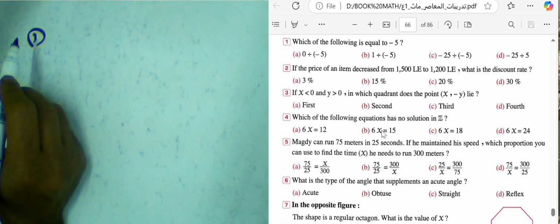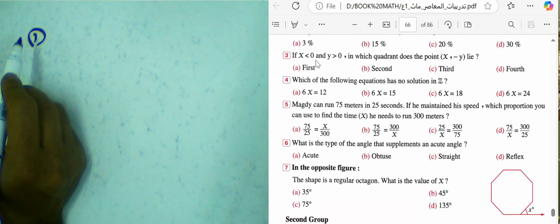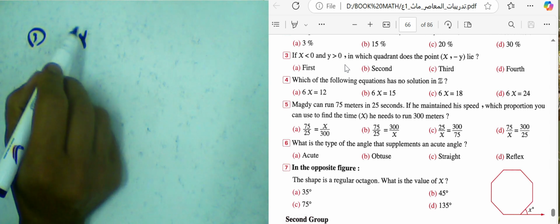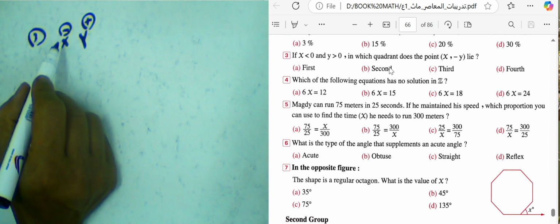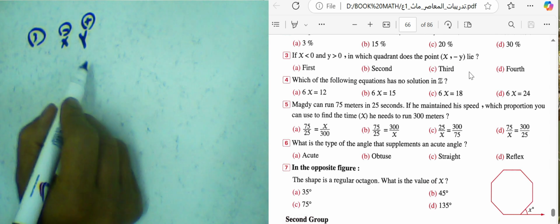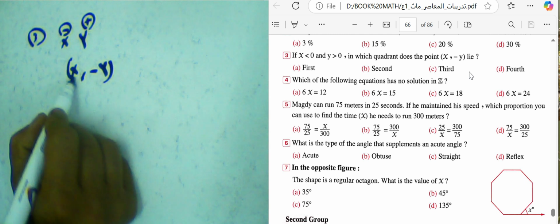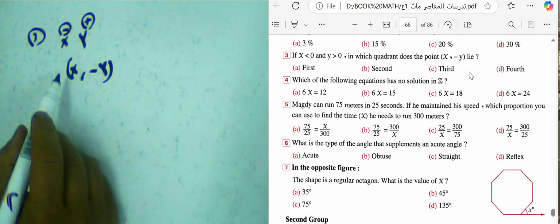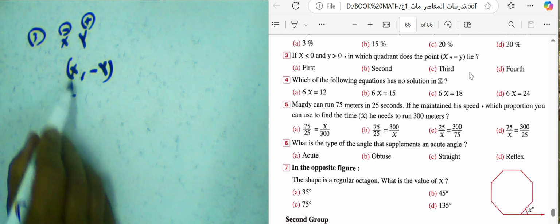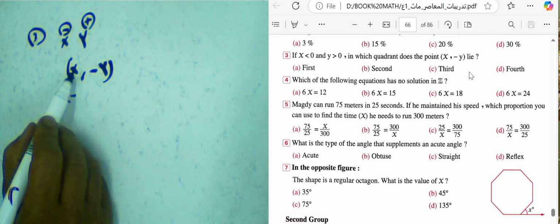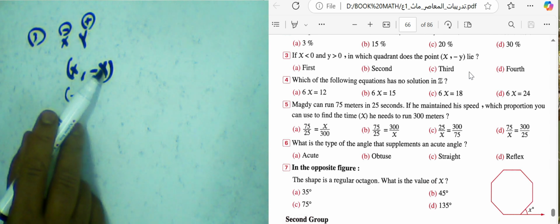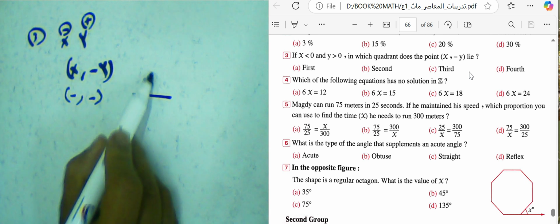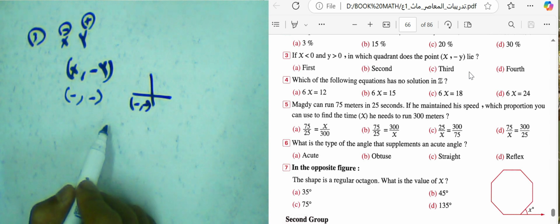Question number 3. If x is less than 0, it means x is negative, and y is greater than 0, so y is positive. Which quadrant does the point x, negative y lie in? We know x is negative, and the sign of y positive times negative will be negative. So negative and negative lies in the third quadrant.